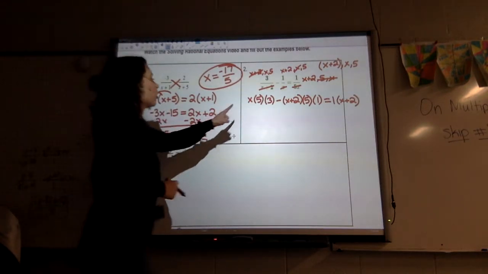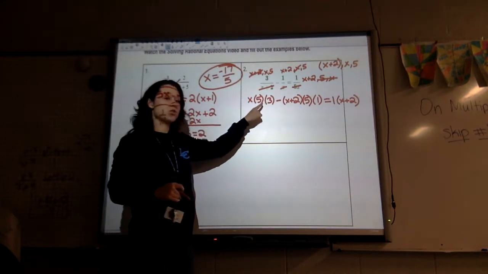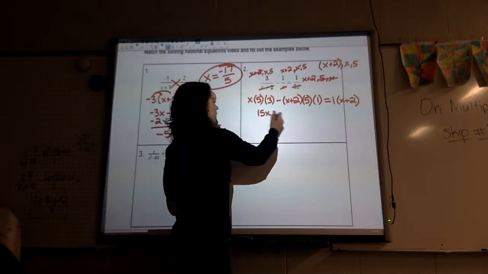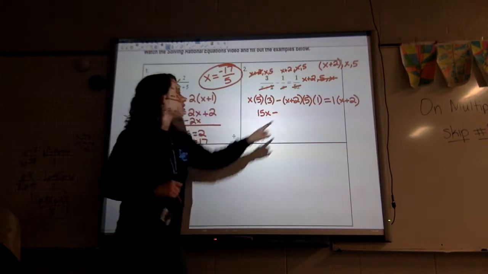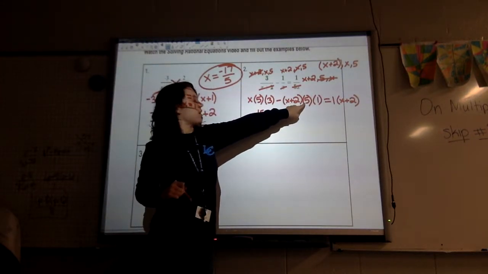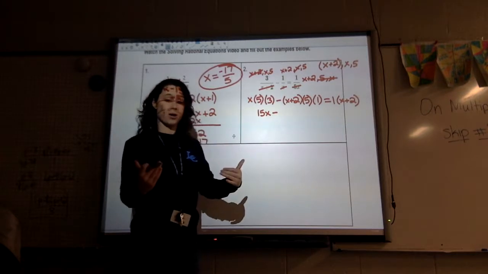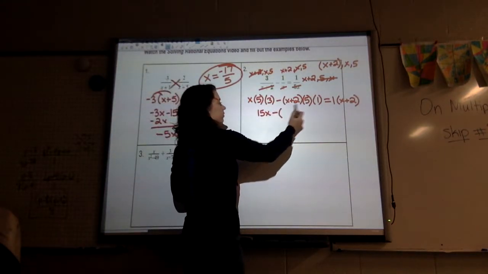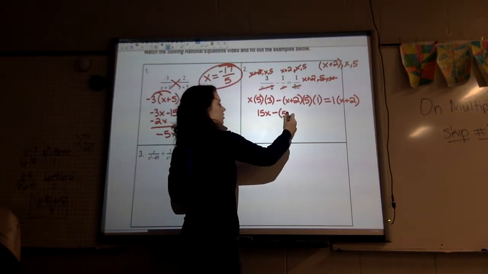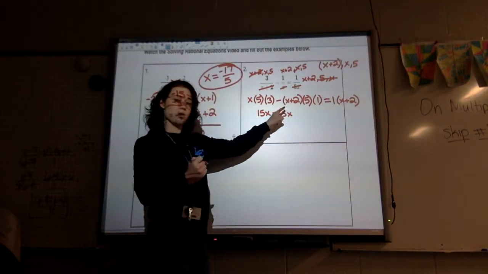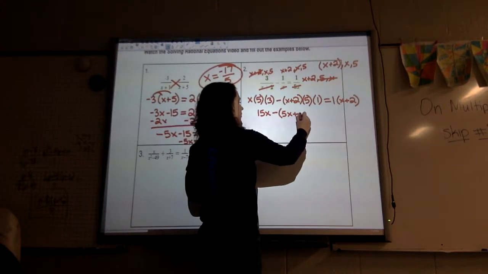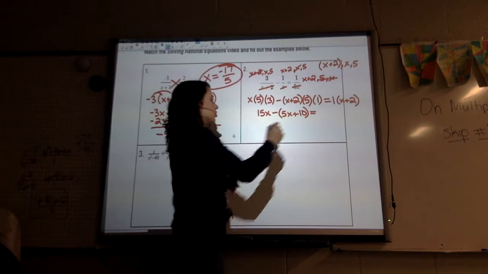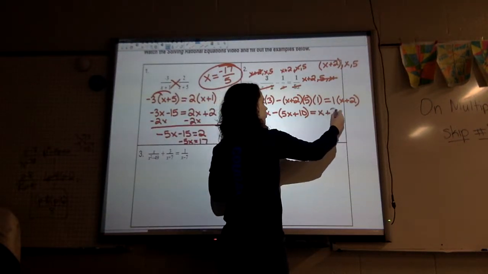Okay? So up front, you have 5 times 3, which is 15, and that's with an x. Okay, bring down my minus sign. Right here, you're taking 5 times 1, which is just 5, and then times x plus 2. So 5 times x is 5x. 5 times 2 is 10. Then on the other side, I have 1 times x, which is x, and 1 times 2, which is 2.